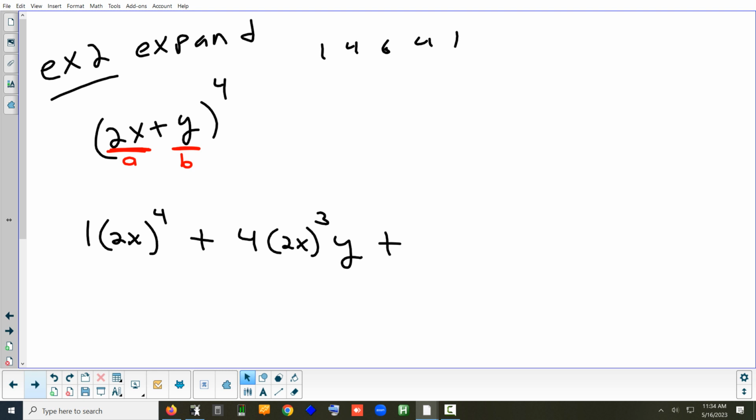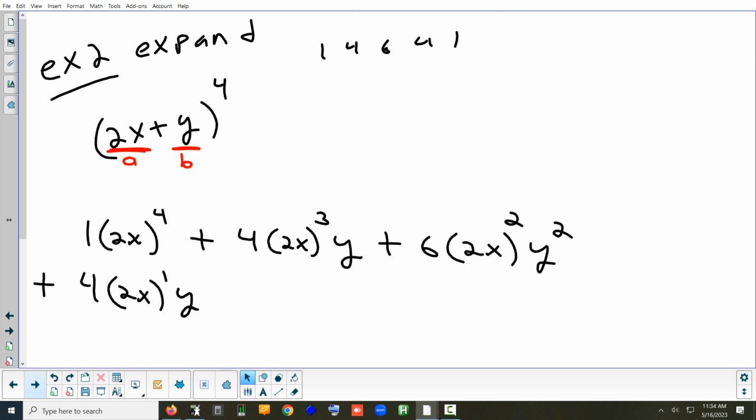Okay, next coefficient. 6. It's always 2x in the parentheses. And the power. 2nd. Power on y. 2. All right. Next coefficient. 4. 1. 2x to the 1st. Y to the 3rd. And my last coefficient. 1. Y to the 4th.